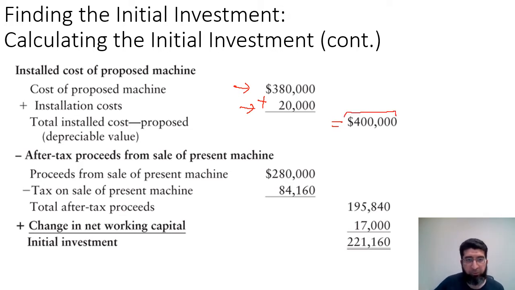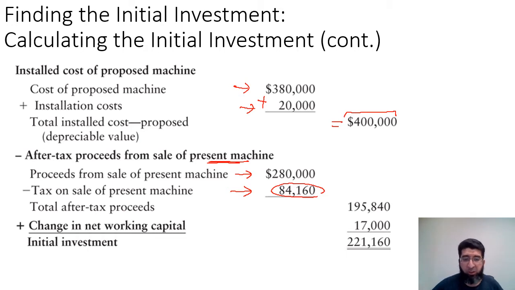Then we have the after-tax proceeds from sale of the present machine. The present machine, if you remember, is 3 years old. So proceeds from sale of the present machine is $280,000, that we all know, with all the cost included in it, minus tax on sale of the present machine, which is $84,160. Now this is the point that we have to deliberate a little bit more: where did this $84,160 come from?